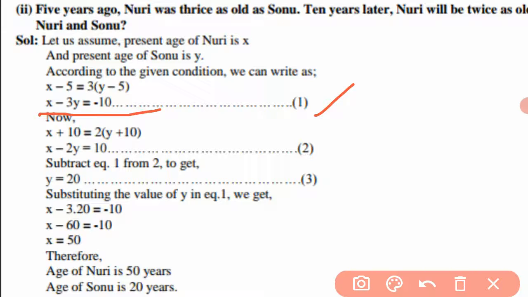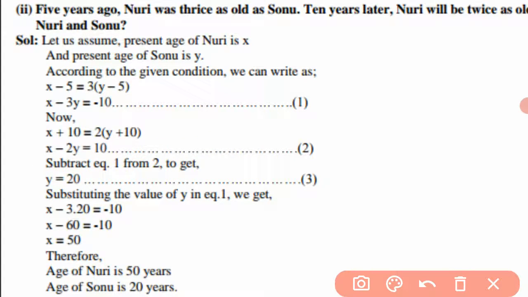Now it is also given that 10 years from now Nuri's age will be 2 times Sonu's age. So after 10 years Nuri's age will be x plus 10 and Sonu's age will be y plus 10, and Nuri's age will be equal to 2 times Sonu's age. So from here we get the equation x plus 10 equals 2 into y plus 10. Solving it, it will become x minus 2y equals 10.